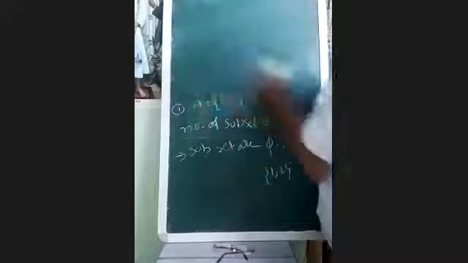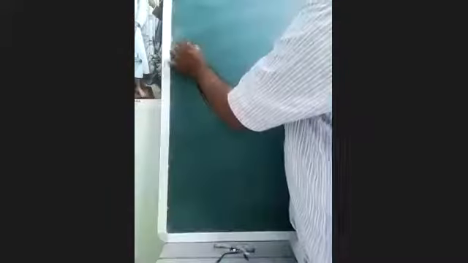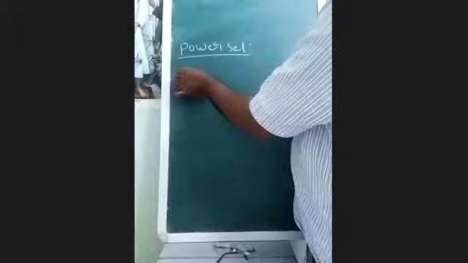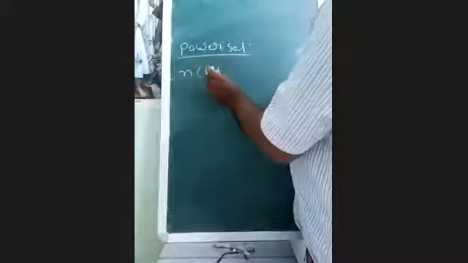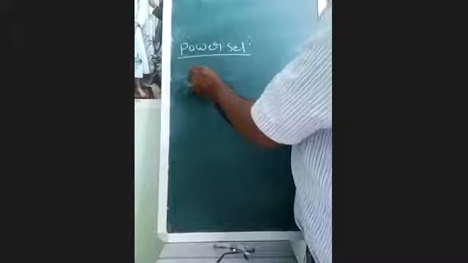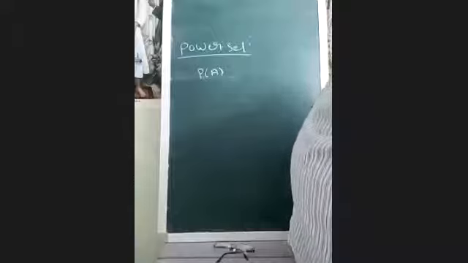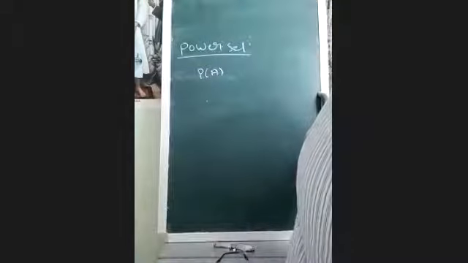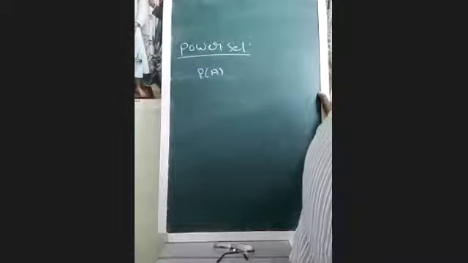Next, power set. It is denoted by P of A. The power set is P of A. Power set means the set of all subsets of a given set.